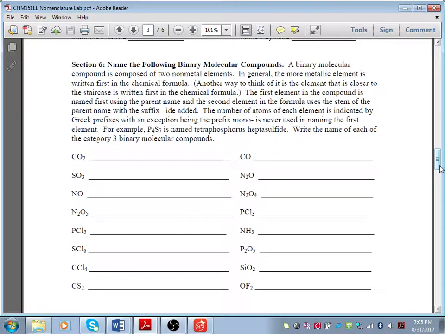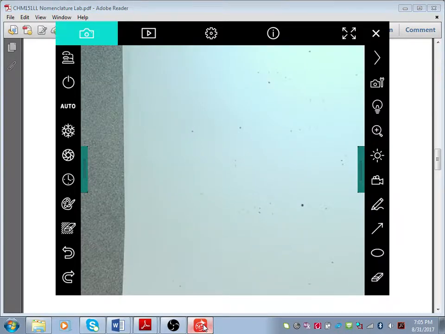Molecular compounds. Now, molecular compounds are way different, and they're really easy to write. So let's talk about molecular real quick.